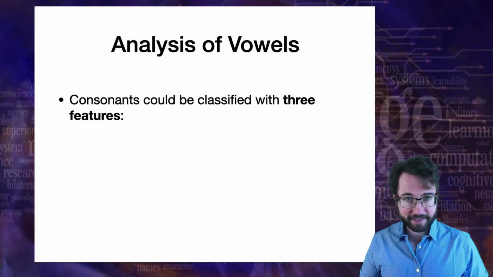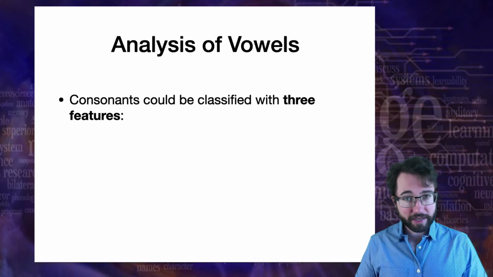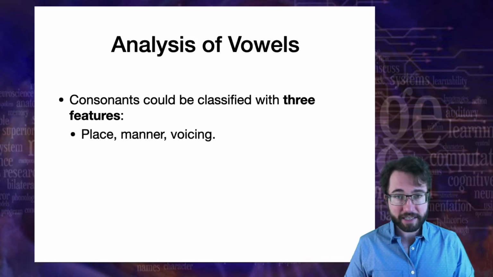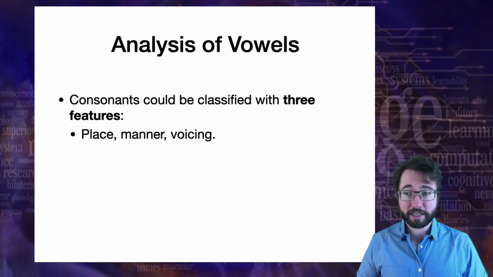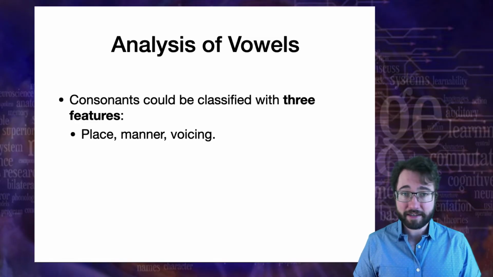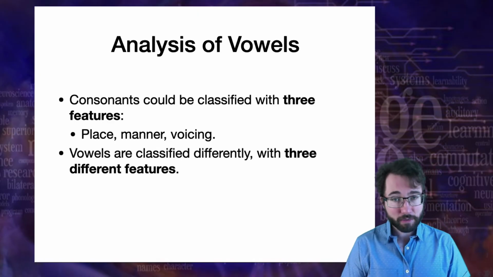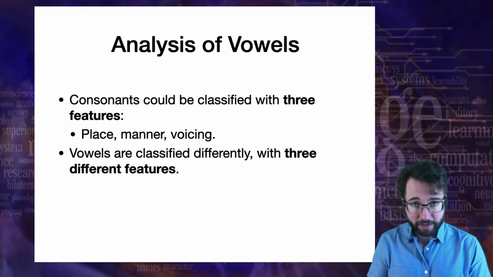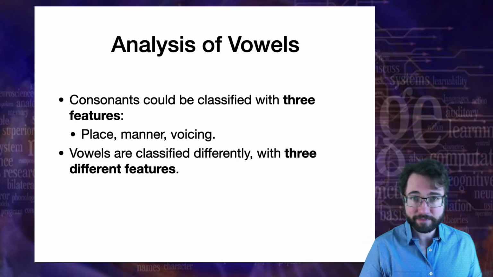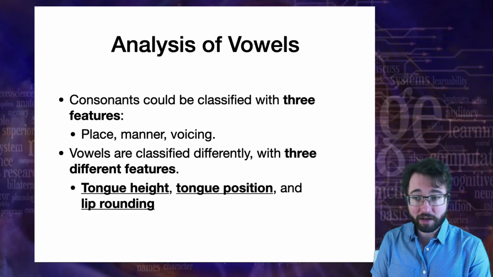So remember, with consonants, we described consonants using 3 features. They were the place of articulation, the manner of articulation, and the voicing. If I give you the place, manner, and voicing of any consonant, then you know how to produce that consonant. Vowels are different. Vowels have a different set, again, of 3 features. The features that define vowels are tongue height, tongue position, and lip rounding.